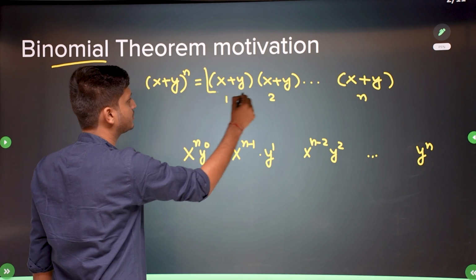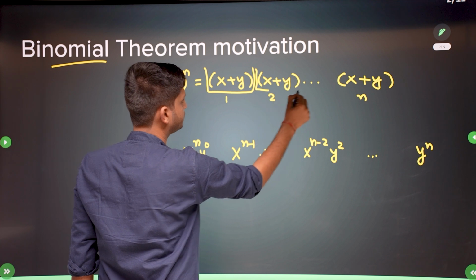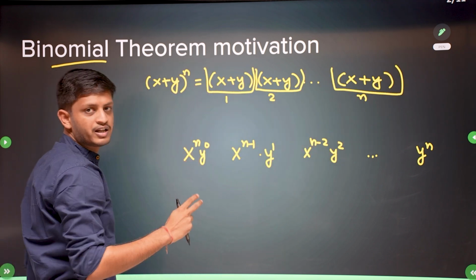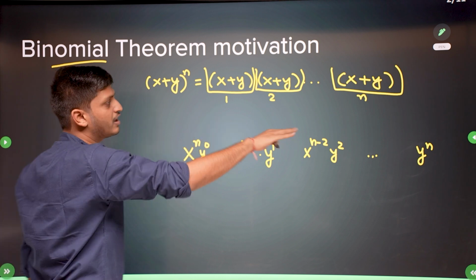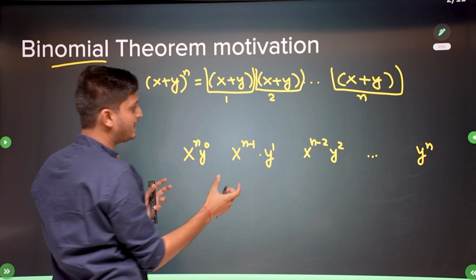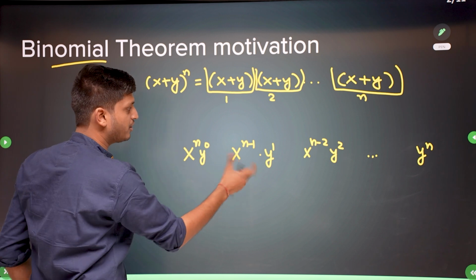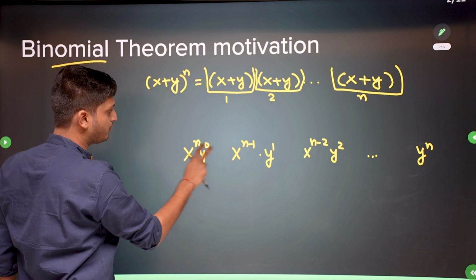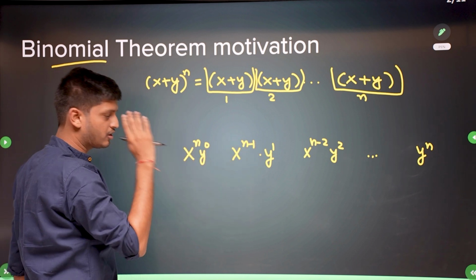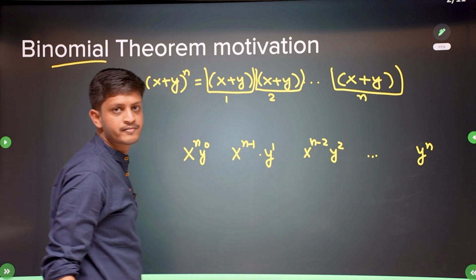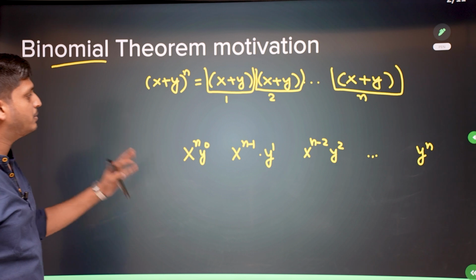You have n containers. All of them contain 1 x and 1 y. You can either take an x or a y from every one of them. So basically at the end you will have some number of x's, some number of y's, but the total number of x and y will always be n. So the sum of the powers of x and y will always be n. Right? Now, what will be the coefficient?